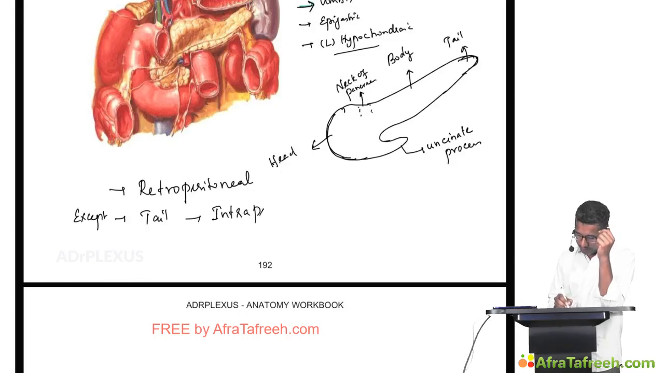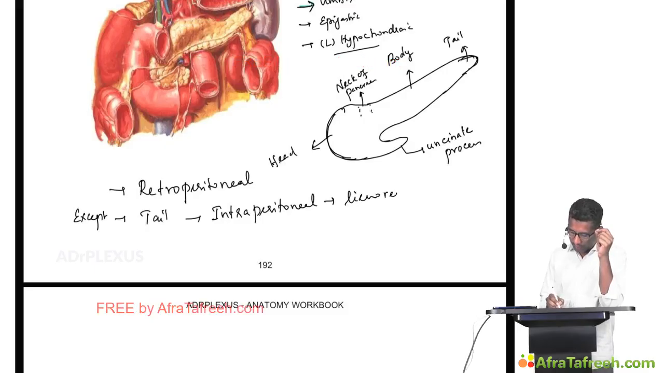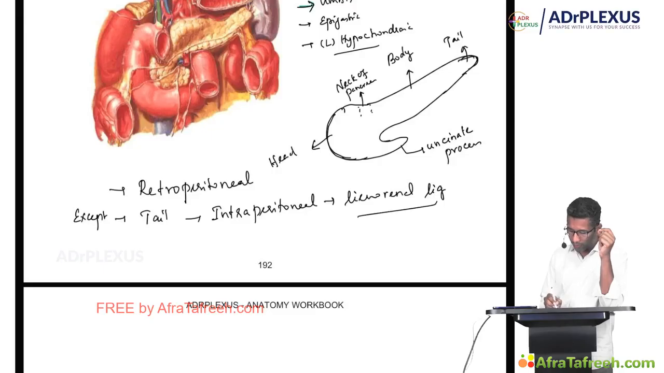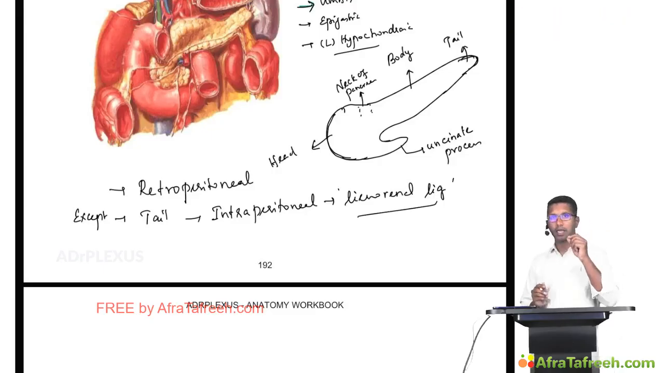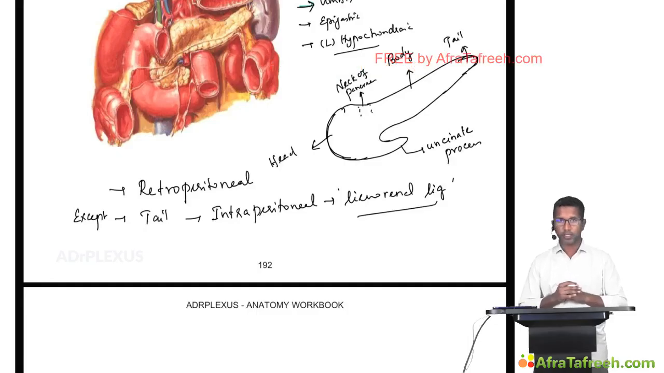It is an intraperitoneal structure, and this tail of the pancreas lies within a ligament called the lienorenal ligament. We will discuss this ligament when we come to the spleen. The tail of the pancreas lies within the lienorenal ligament, and because of its location within it, the tail of the pancreas alone becomes intraperitoneal in nature.